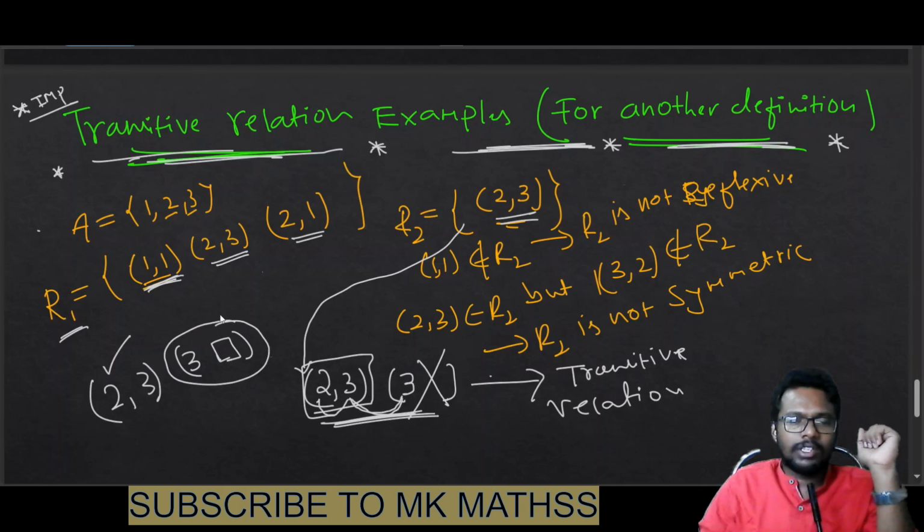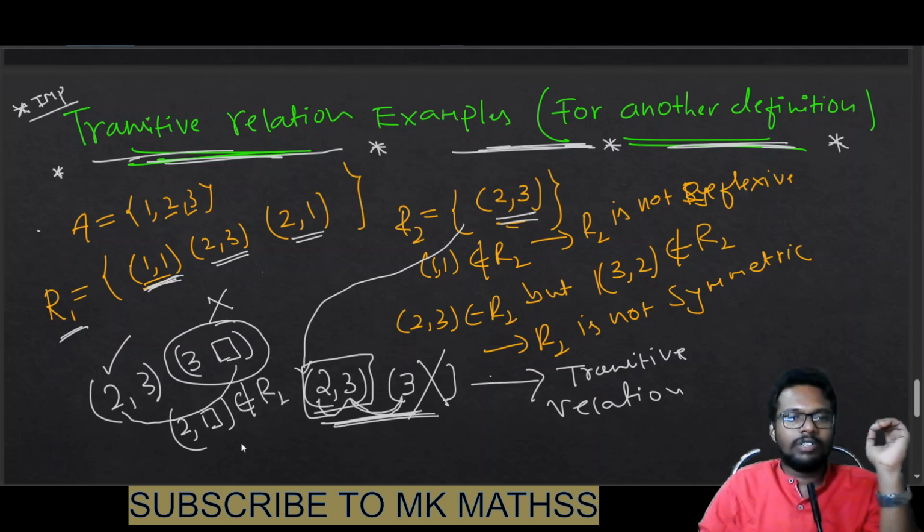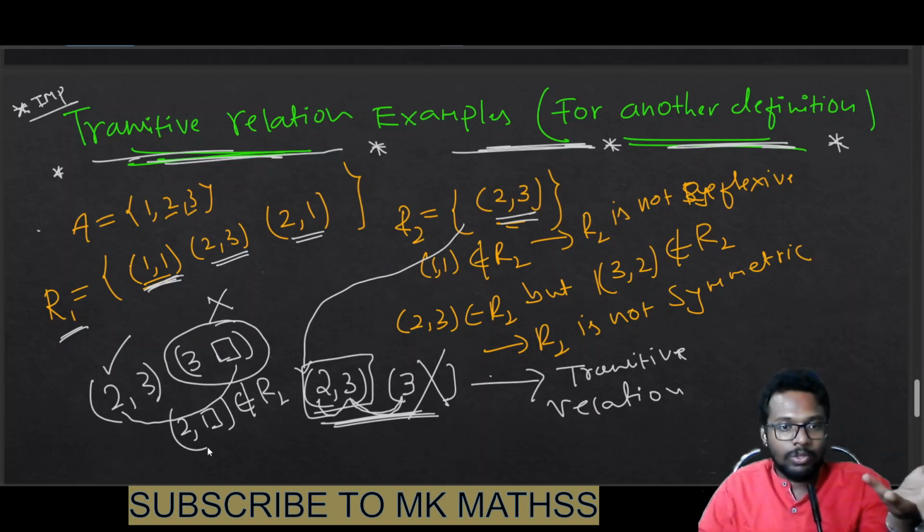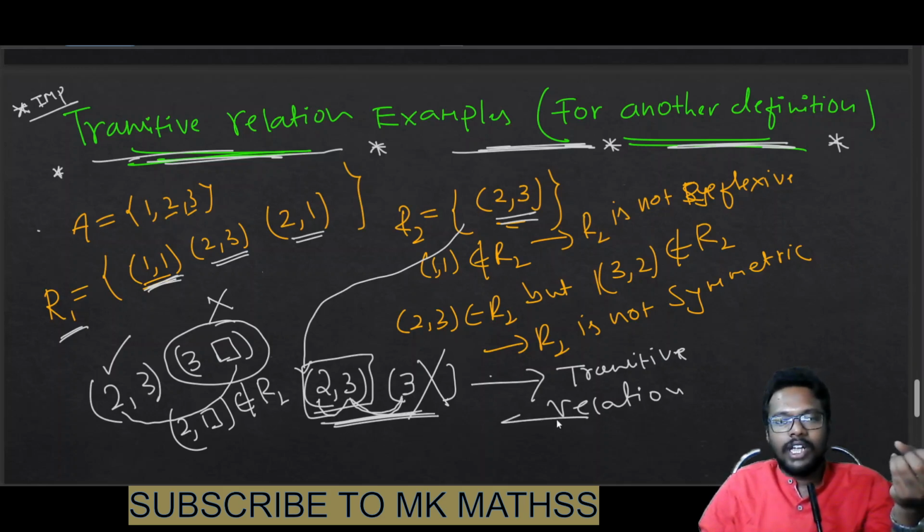This 3 comma some element is not present in R2, so we can't decide or prove that 2 comma this box is not in R2. Then obviously we have to accept it as a transitive relation, because in this example it is not possible for us to prove it is not transitive.